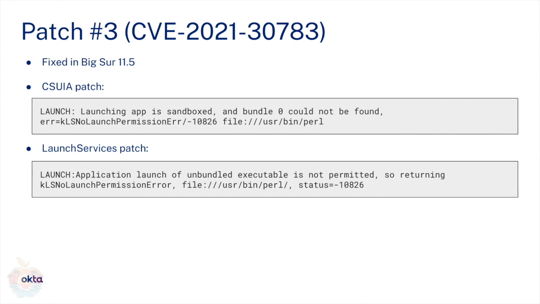The patch here was issued in 11.5. What it does is it checks that the argument you pass to the APIs or the Core Services agent is a registered bundle, okay, cool, but if it isn't and you're sandboxed, then it throws a permission error.